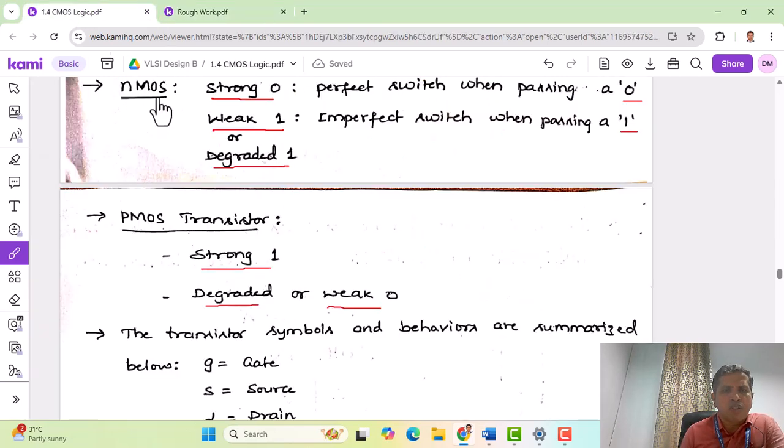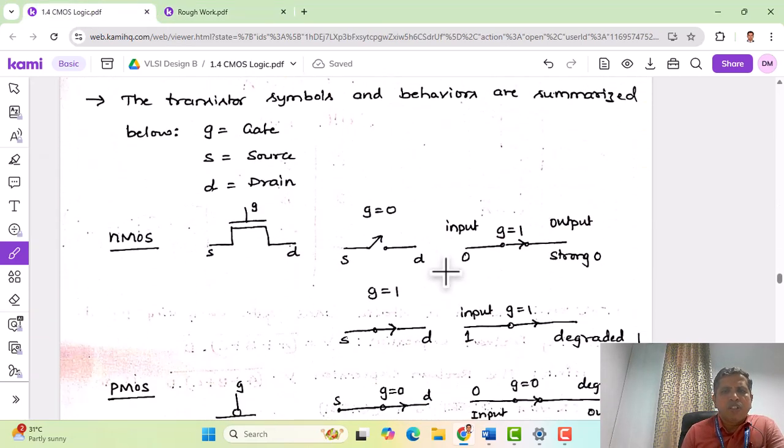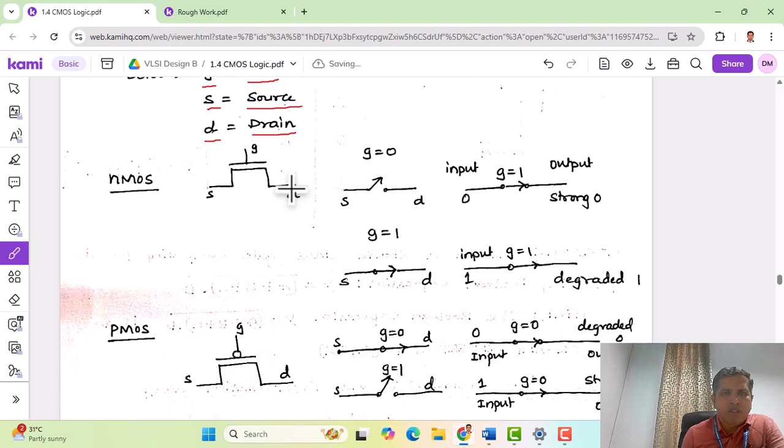Now let us go back to our analysis. So here we have shown the switch representations. The transistor symbols and behaviors are summarized as below. For the sake of simplicity, we indicate a small g for the gate, small s for the source, and small d for the drain. And here we have the NMOS transistor symbol, the source which serves as the input, the drain which works like an output, and the gate is actually the control.